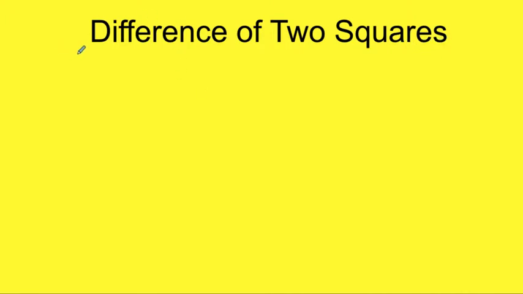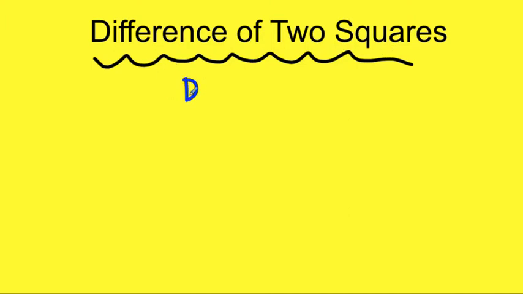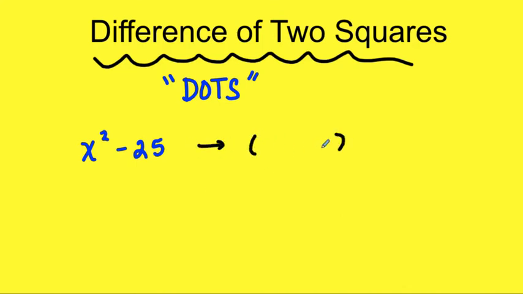In Algebra 1 and Algebra 2, and you probably even used it in geometry, you learned about this very special factor pattern called the difference of two squares. I like to call it DOTS for short. If I give you x squared minus 25 and ask you to factor it, remember, factoring means breaking it apart into smaller pieces as a product. That would factor to x plus 5 and x minus 5.